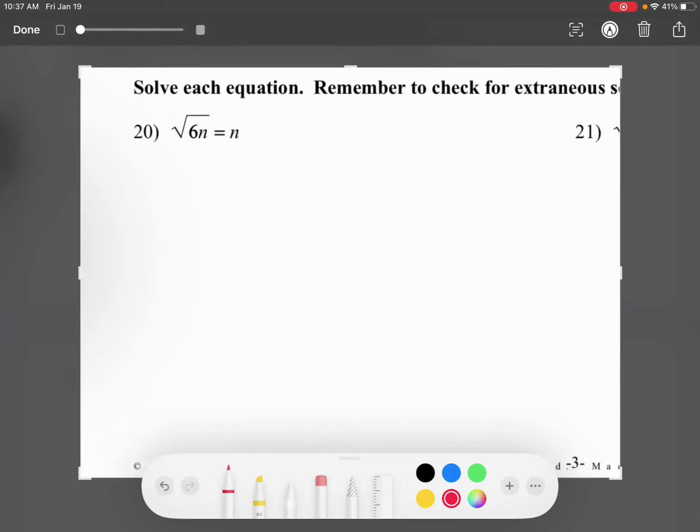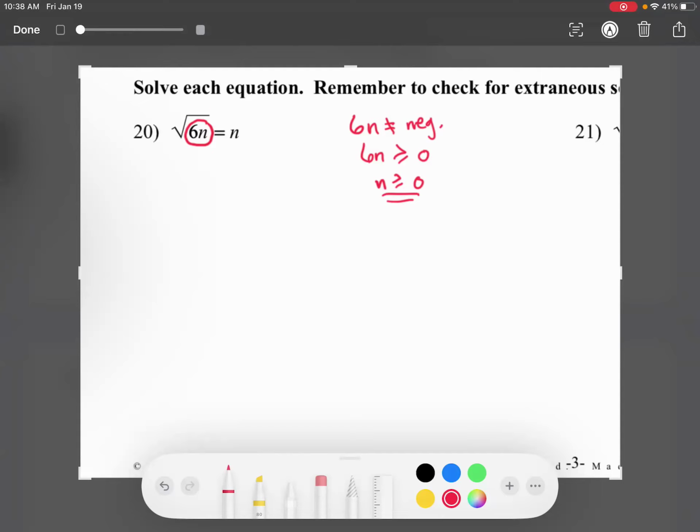Number 20, let's keep in mind that the part that's underneath the square root cannot be negative. That means 6n has to be greater than or equal to 0. So if our solution is going to actually be a solution, 6n has to be greater than 0. If we divide by 6, n has to be greater than 0. As long as n is more than 0, everything's fine.